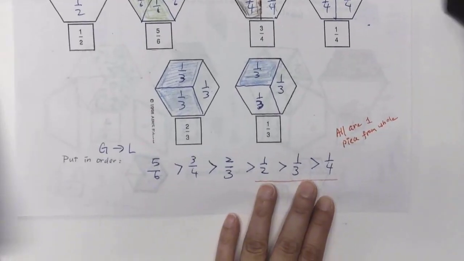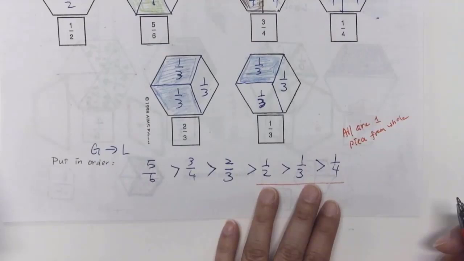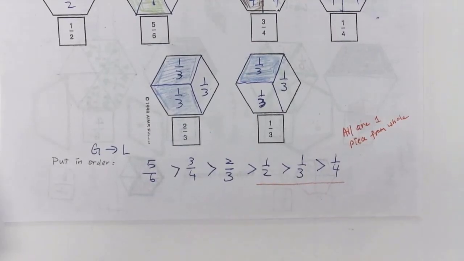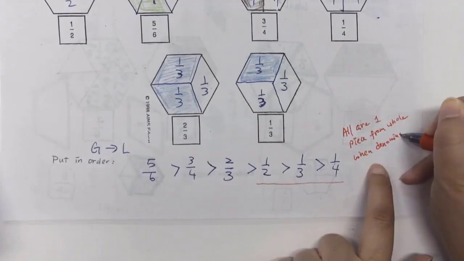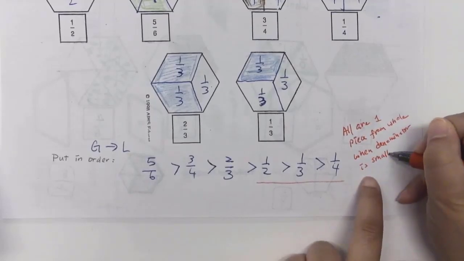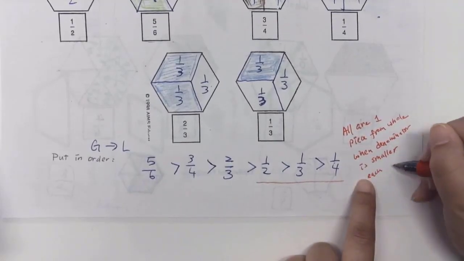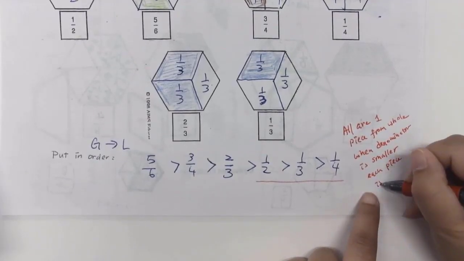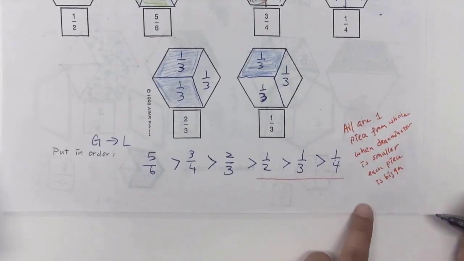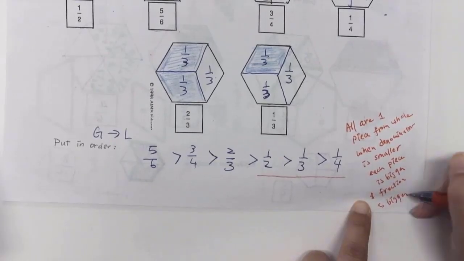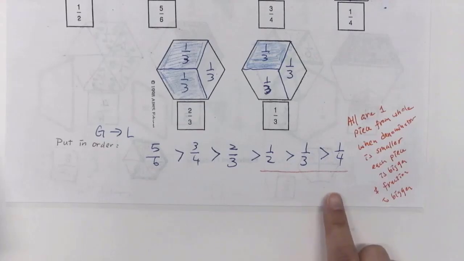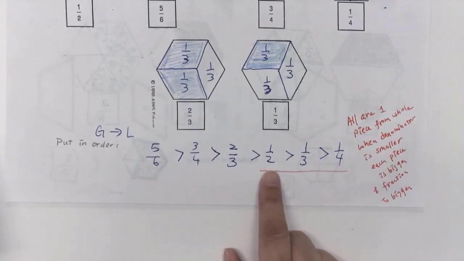Okay, so if they're all 1 out of the whole, which one will be bigger? The one that is cut less, right? So these have the bigger pieces, right? So when the denominator is smaller, then each piece will be bigger. And the fraction is bigger, right? So all of these just have 1 piece out of the whole, and if the denominator is smaller, then each piece is going to be bigger, so the whole fraction is bigger.